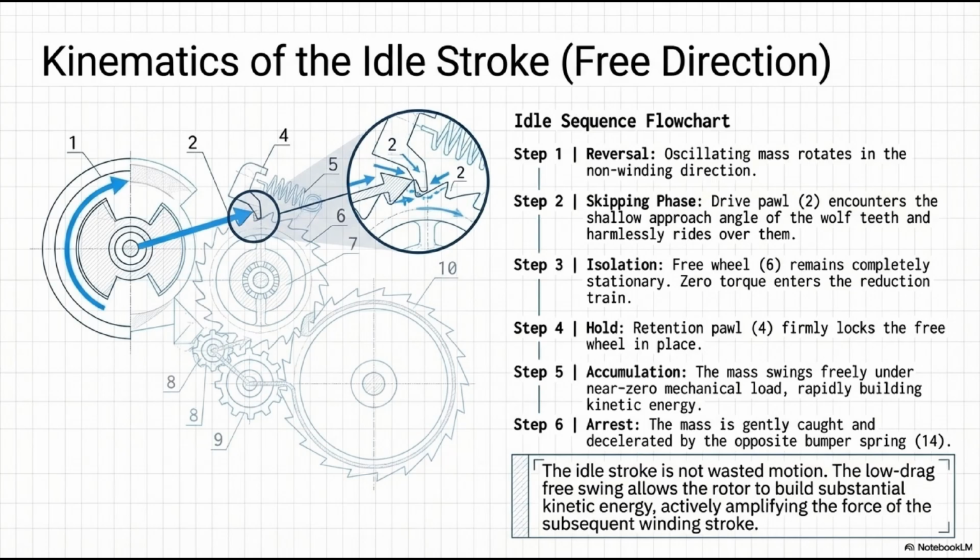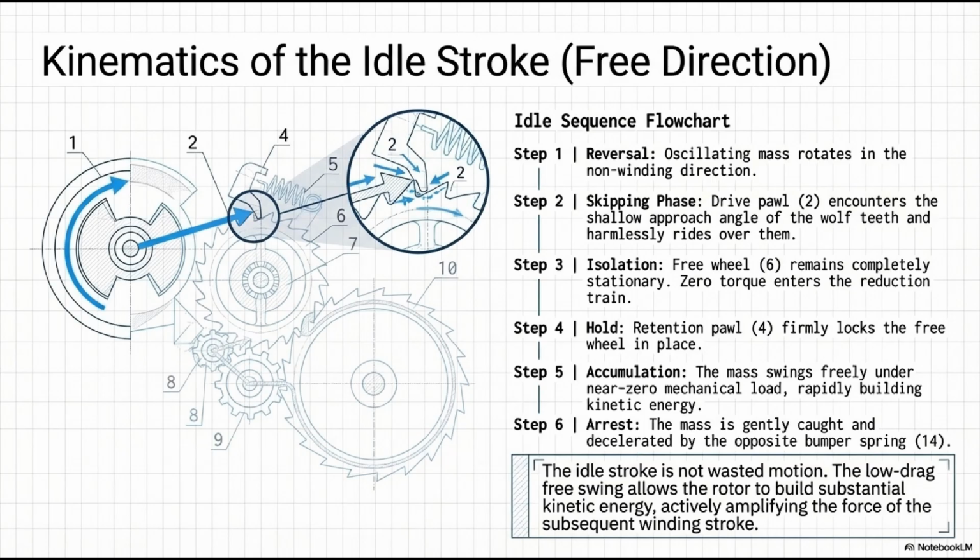Step 3, isolation, because the drive pawl is skipping, the freewheel, 6, remains completely stationary. Absolute zero torque enters the reduction train. Step 4, hold, why does it stay stationary? Because the stationary retention pawl, 4, is still firmly locking the freewheel in place against any drag. Step 5, accumulation, here is the genius of the system. The heavy mass swings freely backward under near zero mechanical load. It rapidly builds immense kinetic energy and velocity without fighting the mainspring.